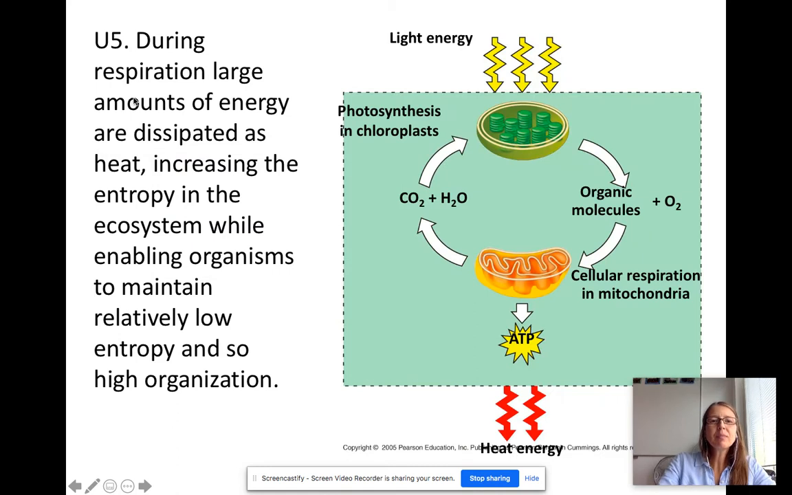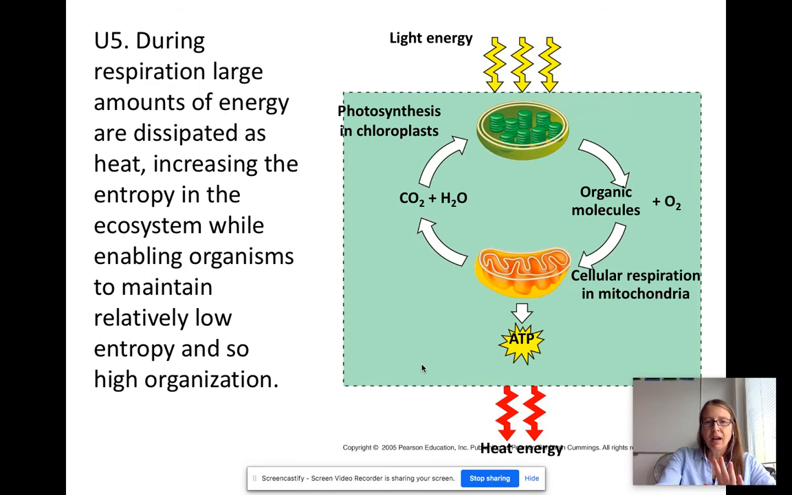Okay. So again, during respiration, large amounts of energy are dissipated as heat. So in cell respiration, you're going to make ATP out of some of that, but you're going to get rid of a lot as heat. And all that energy actually allows us to maintain order. Like the second law of thermodynamics, right? So we aren't dissipating into entropy because we're using all that chemical energy to maintain order within ourselves.